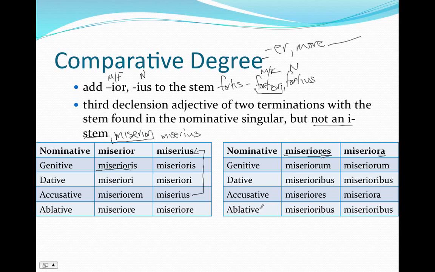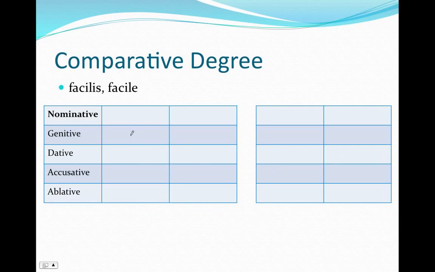And this is how it's going to work for any adjective that you encounter, or just about any adjective. That is, the comparative degree is going to be a third declension adjective, regardless of where it started. Remember, miser was first and second, but the minute that it became comparative, the minute we decided to say more wretched, it became a third declension adjective. So let's try another one.